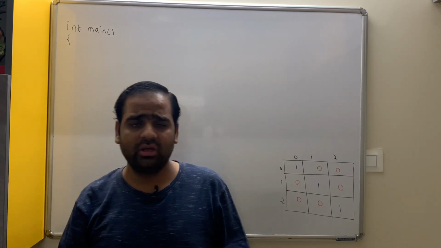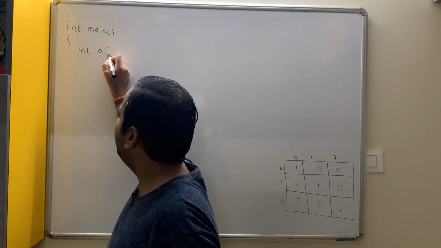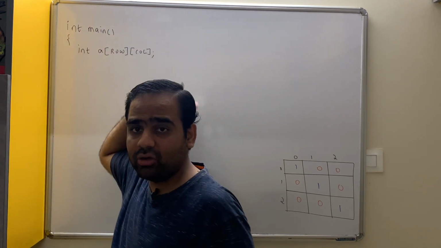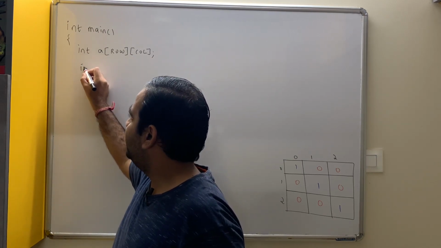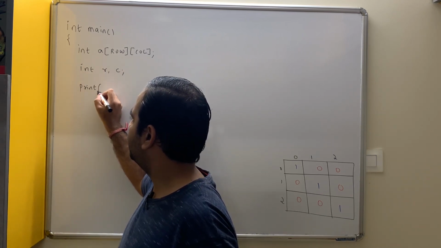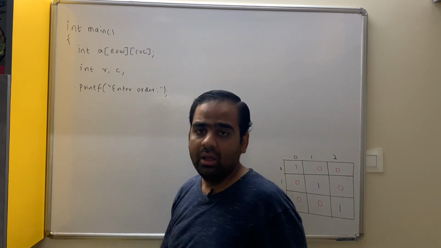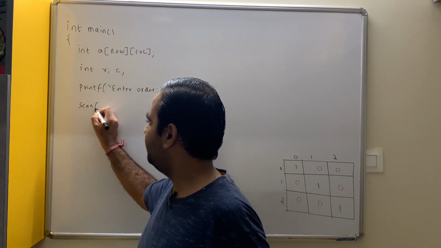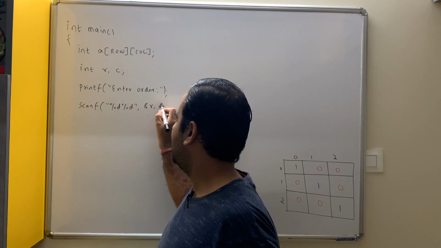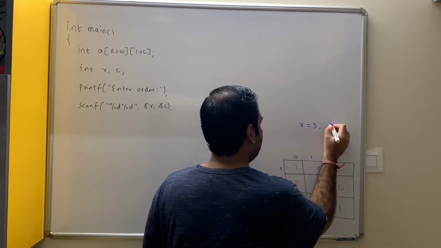What is the input for this question? The input for this question is a matrix. Therefore I say int a of ROW cross COLUMN, and for that you have to say hash define ROW 10, hash define COLUMN 10, or any other values. And we need the number of rows R and the number of columns C, and we say printf enter order of matrix. And here we read the value of R and C. We say scanf %d, ampersand R, ampersand C.